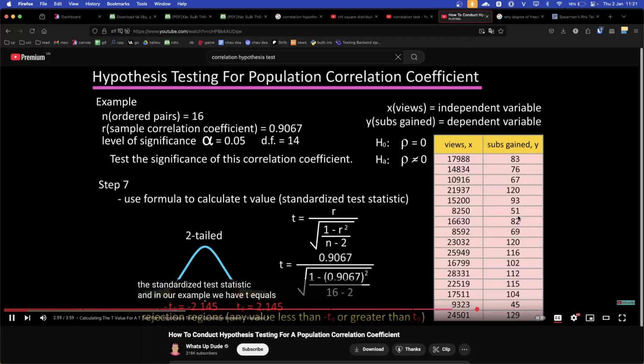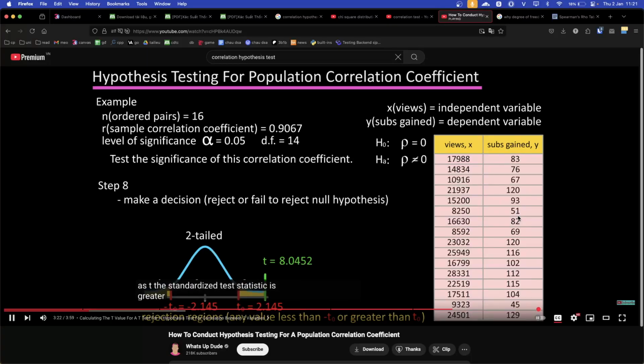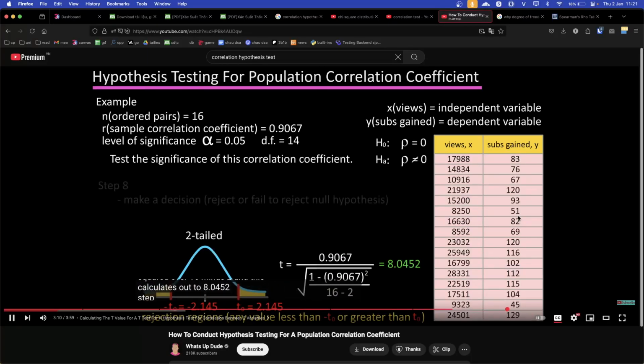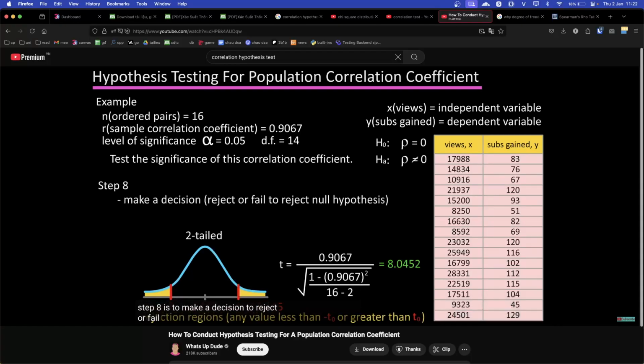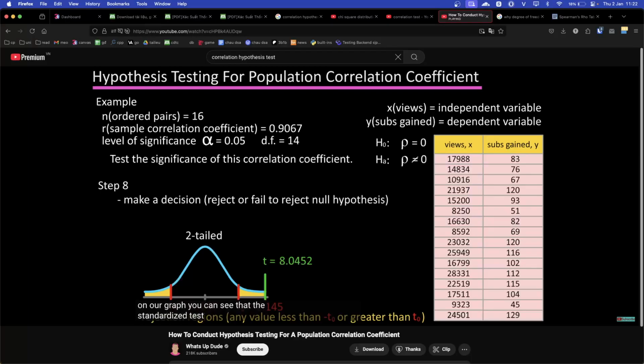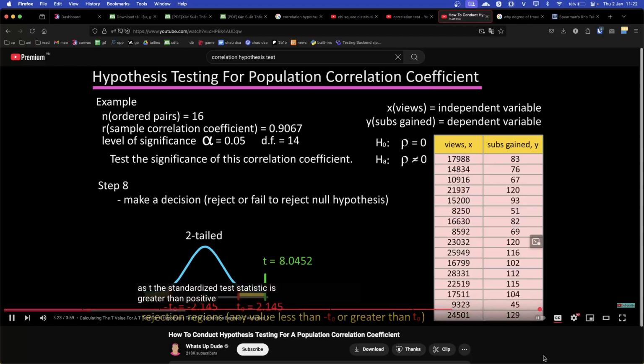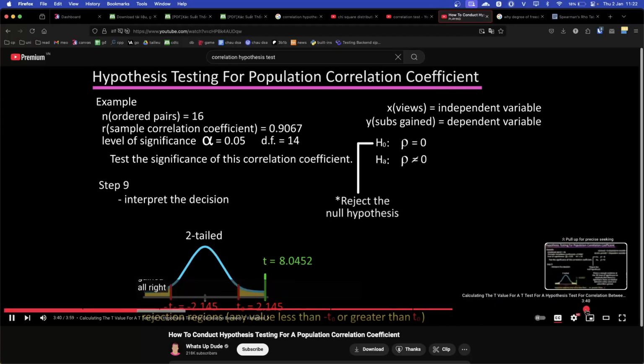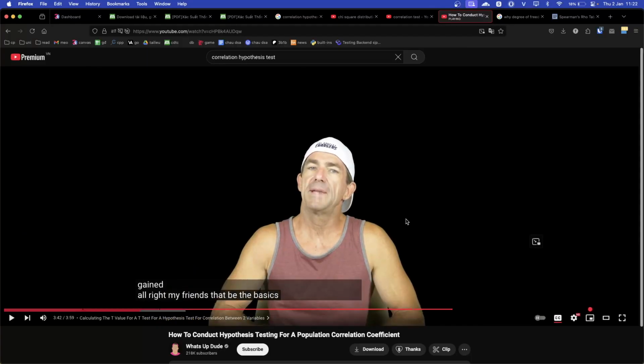Equals 0.9067. The standardized test statistic is greater than positive T naught, the critical value. Step 8 is to make a decision to reject or fail to reject the null hypothesis. On our graph, you can see that the standardized test statistic does fall in the rejection region to the right, as T, the standardized test statistic, is greater than positive T naught, the critical value. So in this case, we would reject. All right, my friends, that is the base.